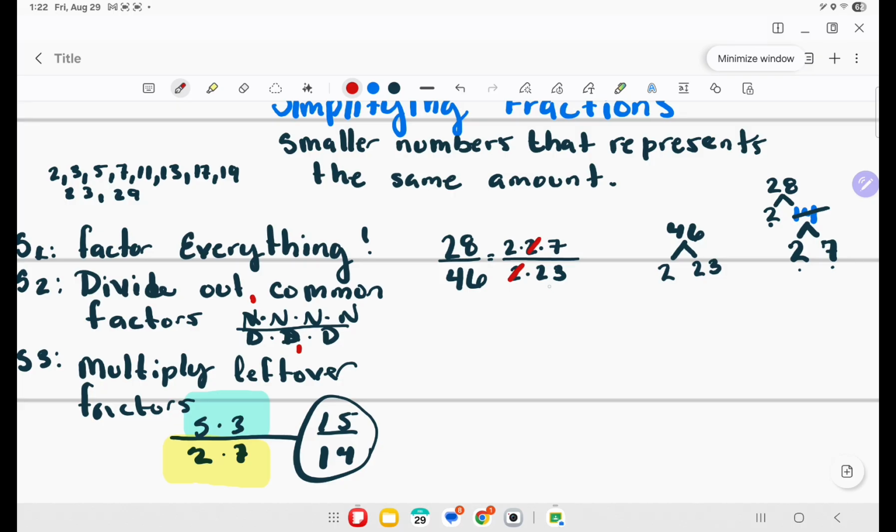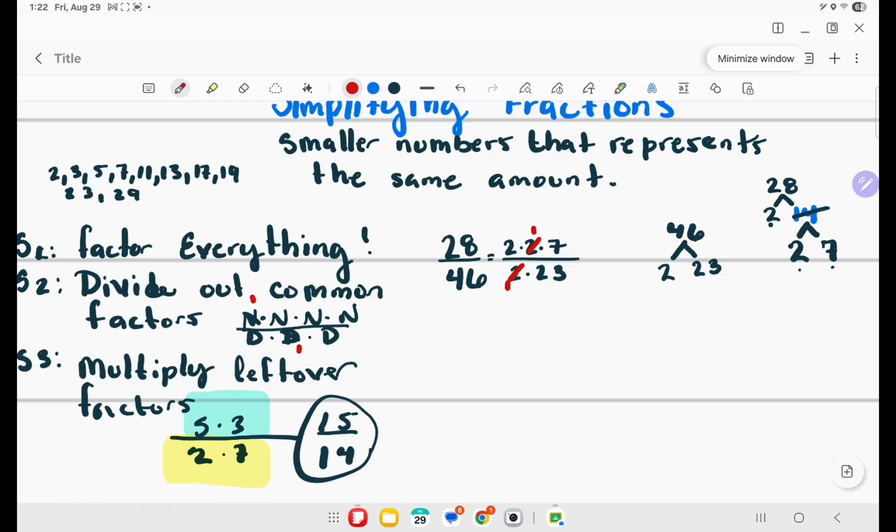You can't call that a 2, because that 2 is part of 23. So you can't say that's a 2, correct? They have nothing else in common. Now remember, put a little 1 there. It'll come into use later.